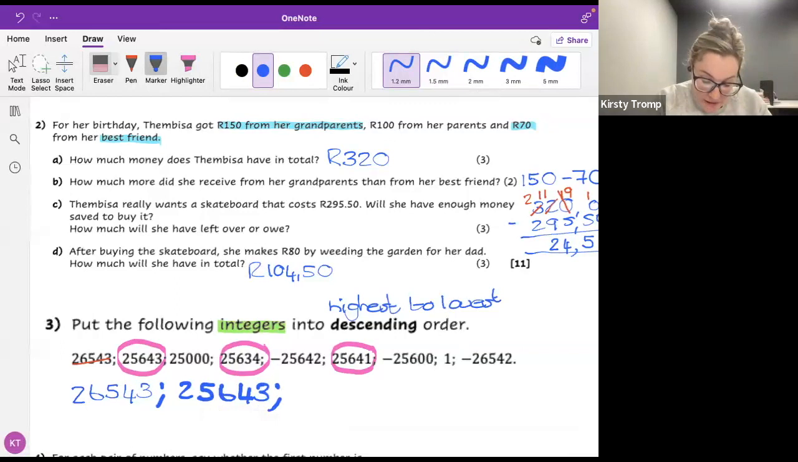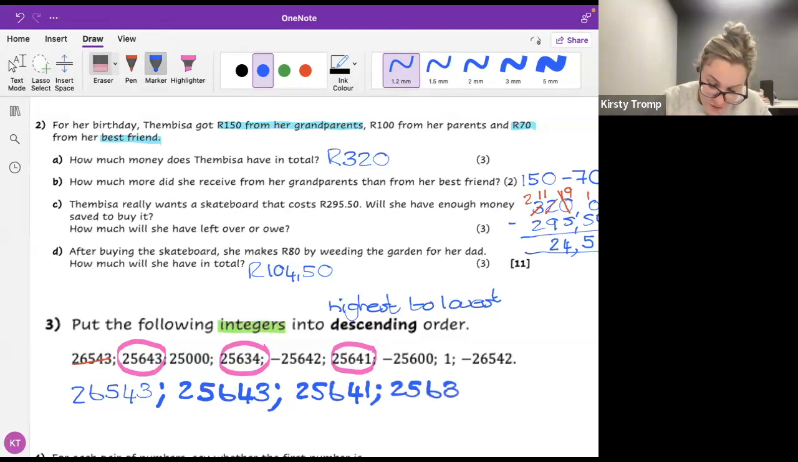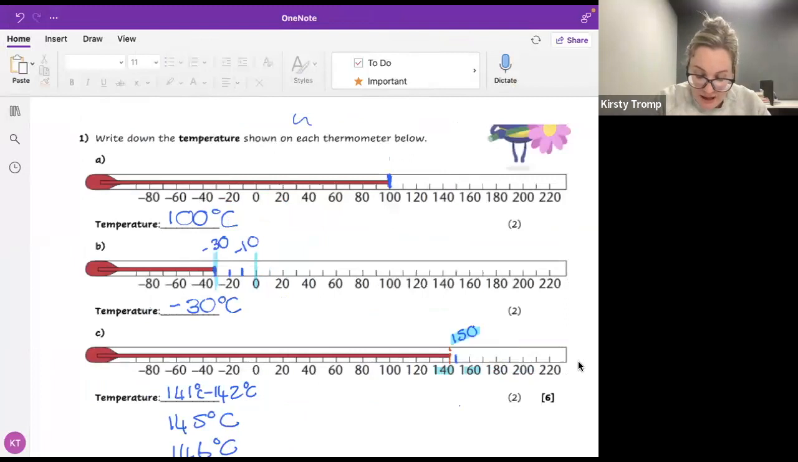So I'm looking for the next two numbers in order. Unati, do you want to help me with those? I haven't heard from you today. Yes, ma'am. Okay, Unati, what's my next two numbers going to be? It's going to be 25,641. I completely agree with you. And what's the next one going to be? The next one is going to be 25,634. Amazing. Thank you so much, Unati.